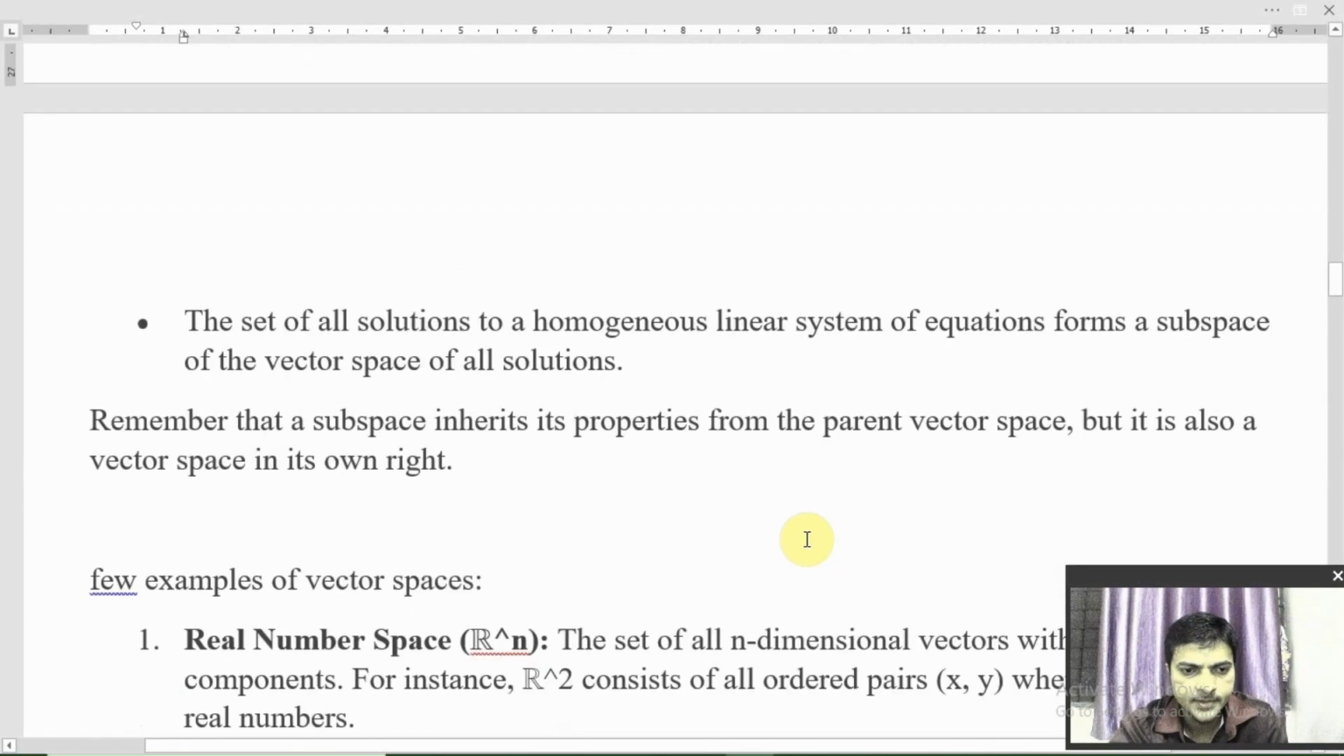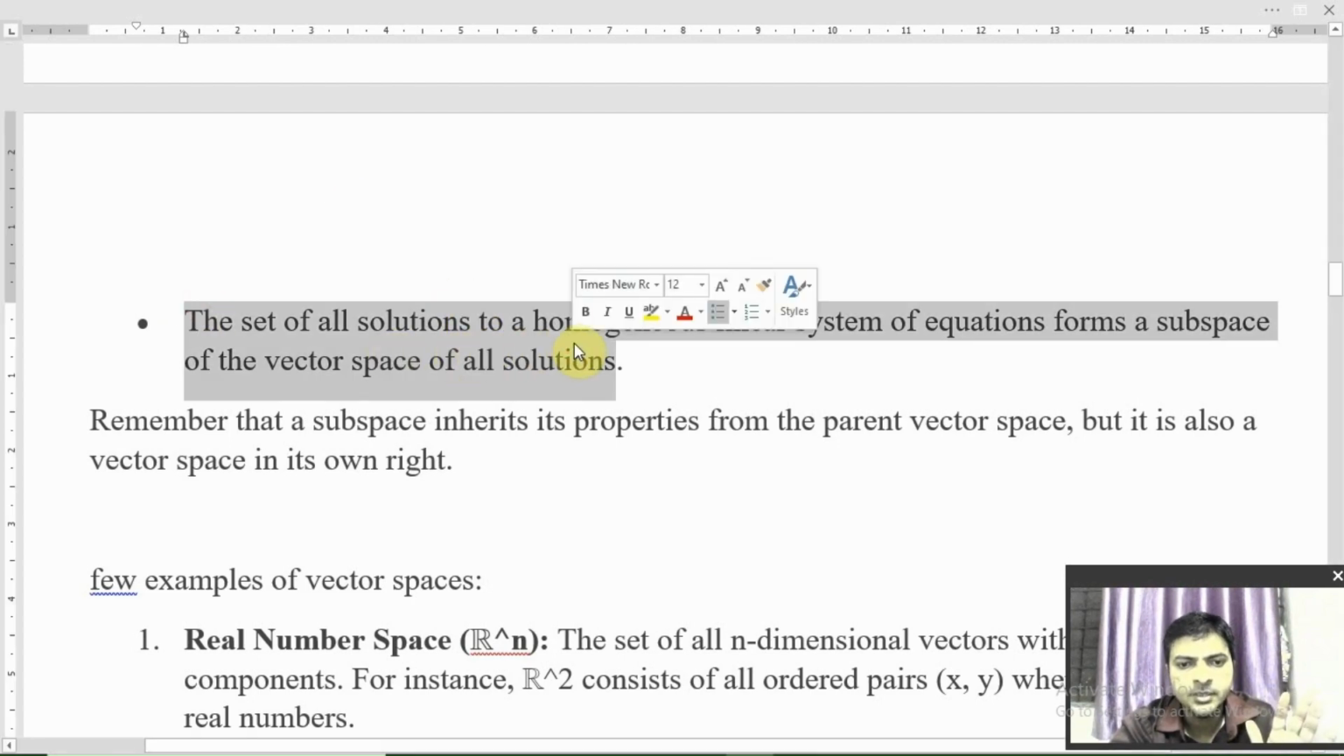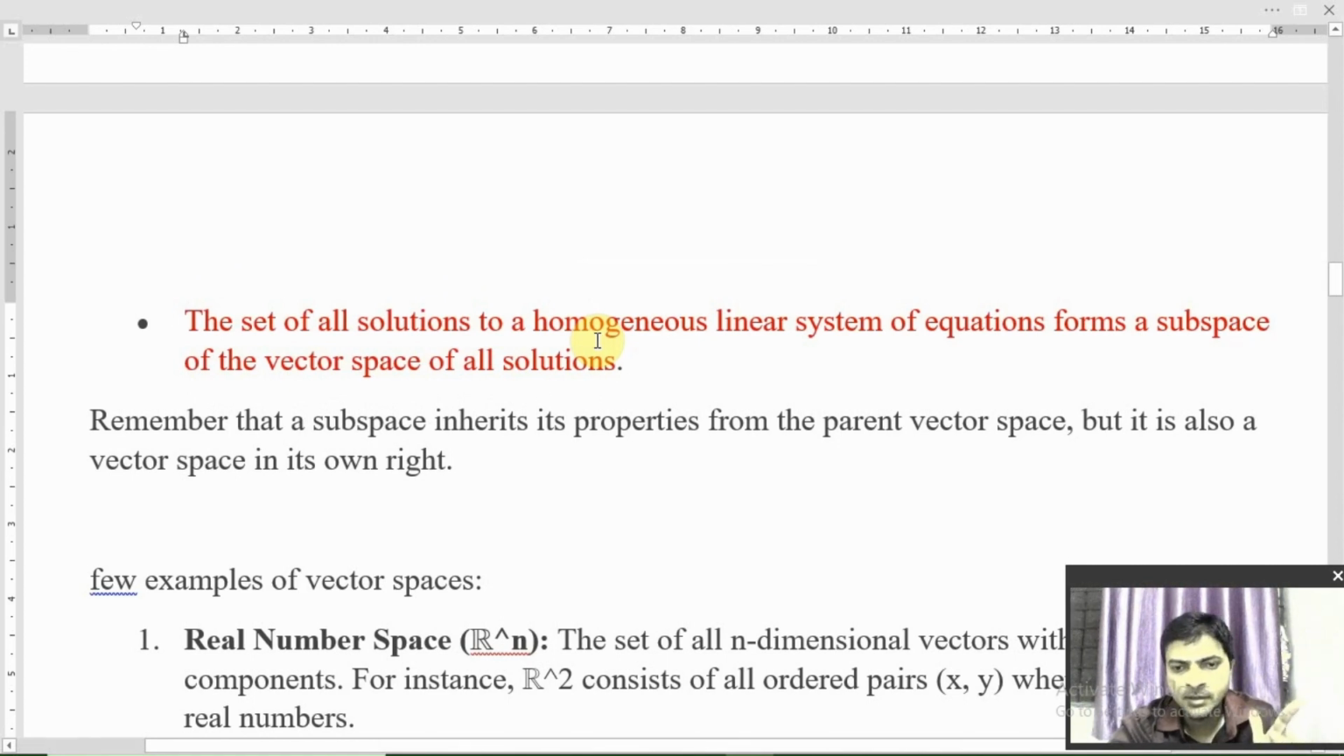Next example: the set of all solutions to a homogeneous linear system of equations forms a subspace of a vector space. Immediately we can see that the solutions we find in a homogeneous linear system are a subspace of a vector space. This point is very, very important. Please remember this point, students, because I am going to use it in the examples. When we get linear homogeneous equations, you find the solution, and these solutions are a subspace of the vector space. So the solutions of the equations form a vector space, which is a subspace.